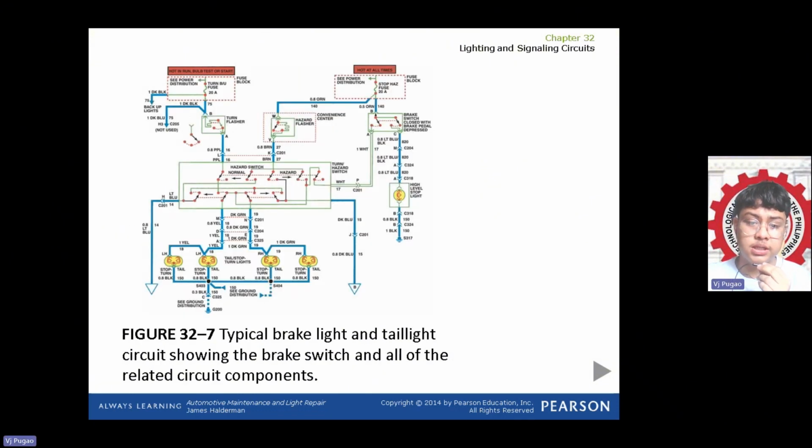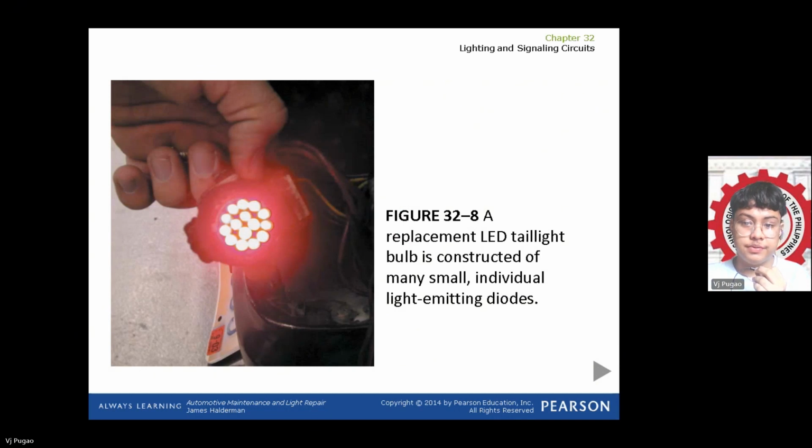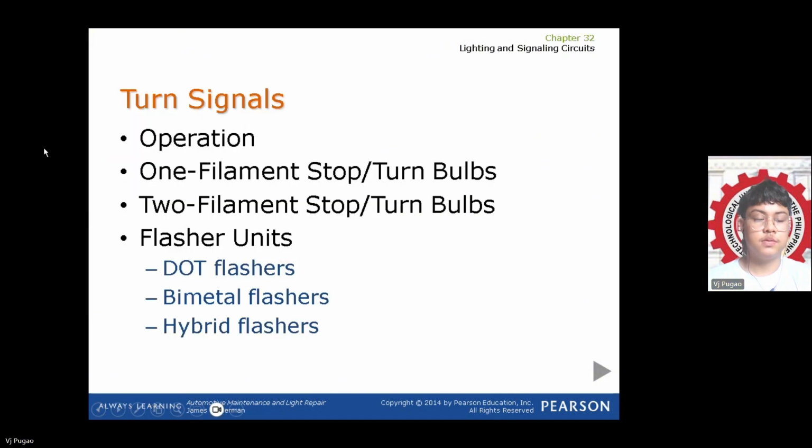This is the typical brake light and taillight circuit showing the brake switch and all of the related circuit components. A replacement LED taillight bulb is constructed of many small individual light emitting diodes.